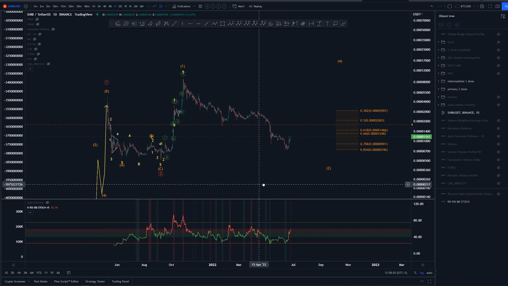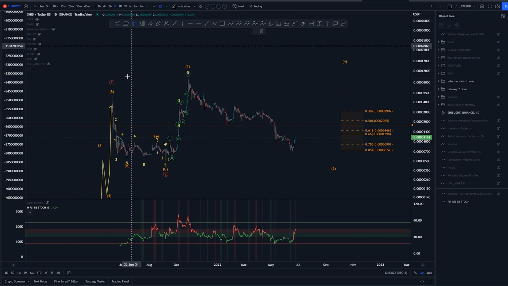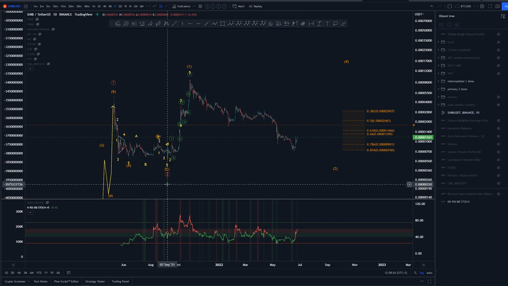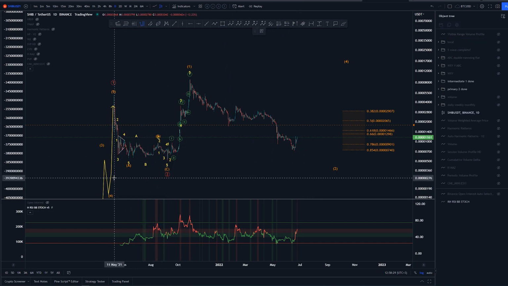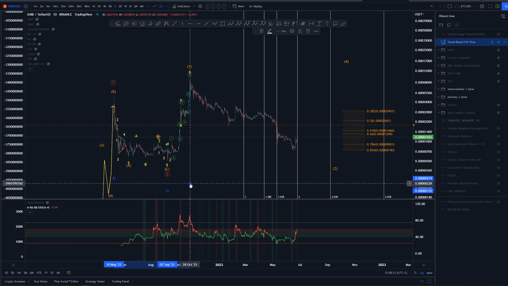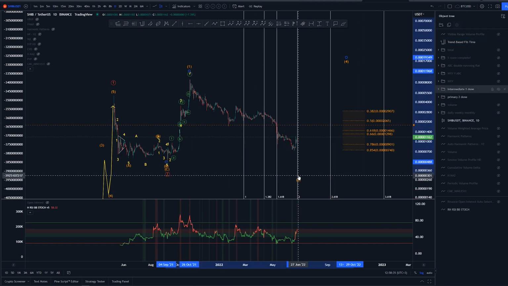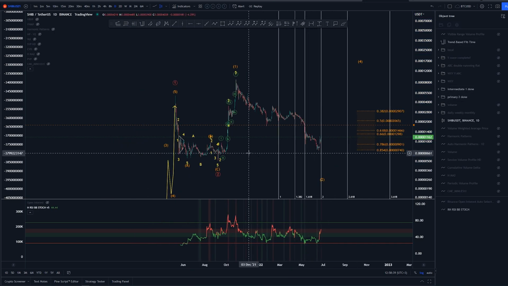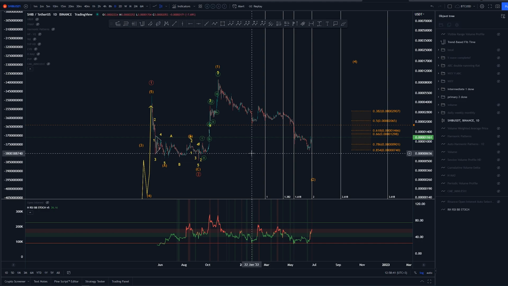Now what I don't like about this is the structure, how long it took to create this wave 2 of primary, and now comparing that to the time it takes to create a lower degree wave here. So it is taking like twice as long. So that is one issue with this one.